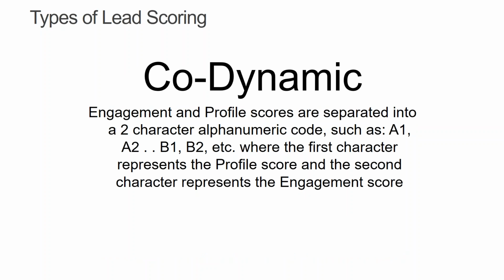Now, the second type is the co-dynamic score, and this is the model that you're seeing a lot of even software platforms move to.